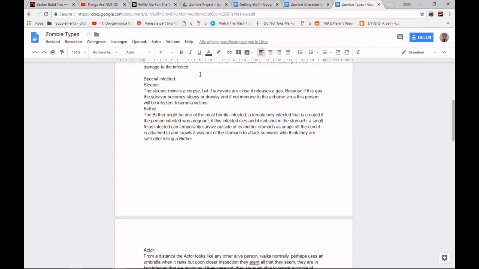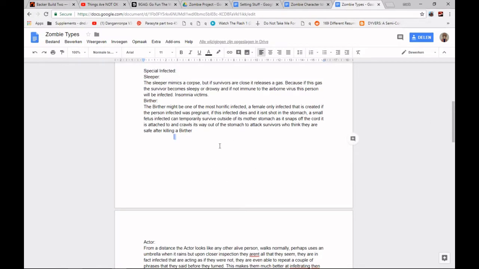The birther is maybe the most horrific infected, like it says here. It's a female-only infected that is created if the person infected was pregnant. If this infected dies and it isn't shot in the stomach, a small fetus infected can temporarily survive outside of its mother's stomach, as it snaps off the cord it is attached to, and it crawls its way out of the stomach to attack survivors who think they're safe after killing a birther. So pretty gruesome.